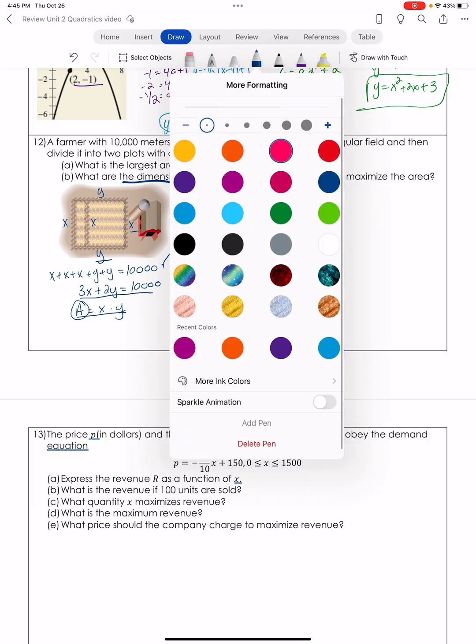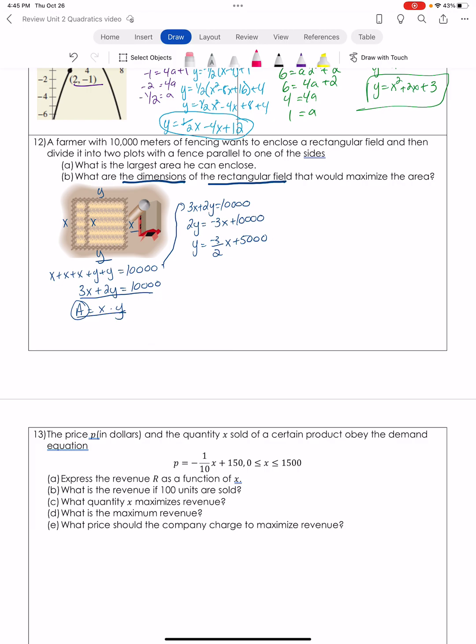So what I need to do though is I know that my one side is going to be 5,000 minus 3/2 my other side. So I'm going to replace this Y with this information right here. So my new equation is going to be the area is equal to, and I still have my X from here, times negative 3/2 X plus 5,000. So my area formula is going to be negative 3/2 X squared plus 5,000 X to start with.